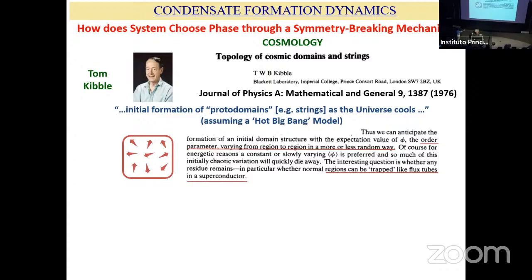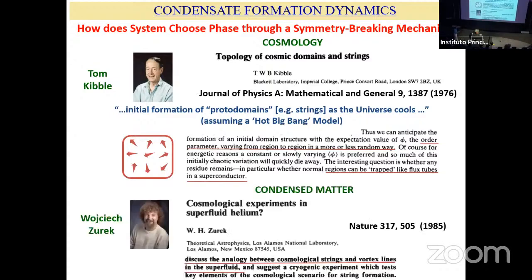And so the question he asked is, well, he said there's an order parameter which varies from region to region in more or less a random way. And then he asked the question about regions being trapped like flux tubes in a superconductor. So the idea of trapping defects in the system in the same way that we do in cold quantum matter, for example. Okay, and this was taken up a lot and brought to the condensed matter realm by Wojciech Zurek, and he's been working, among the other things that he does, on these topics in many different systems since then, actually. And he discussed the analogy between cosmological strings and vortex lines in the superfluid and came up with the first suggestion of how to characterize these and so on.